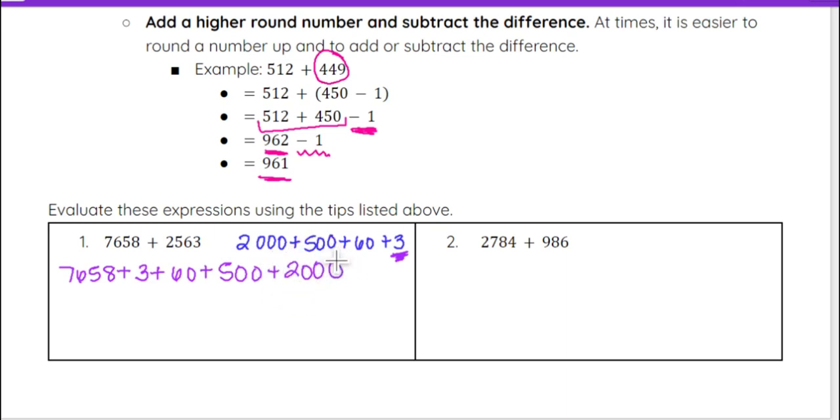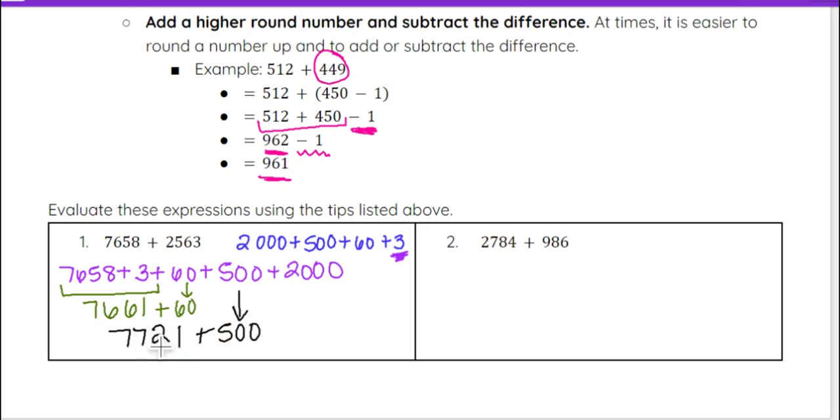So adding that 2563 in parts and pieces. So if I start here, 7,658 plus 3 is 7,661. And then I'm going to add 60 to that. So 7,661 plus 60 gives me 7,721. And then I can go ahead and add in my 500.